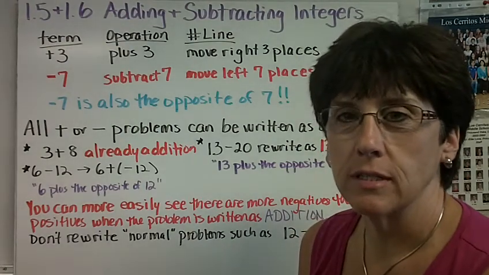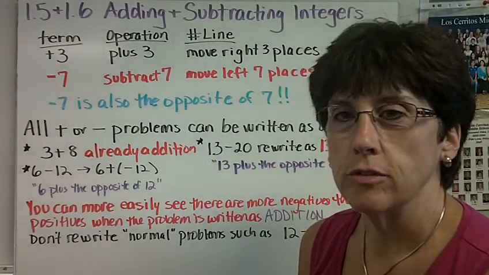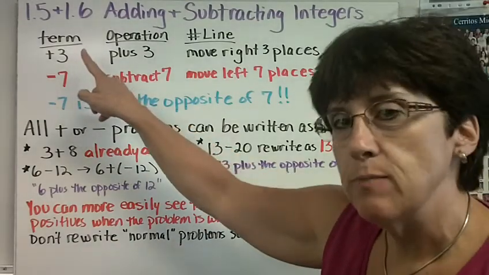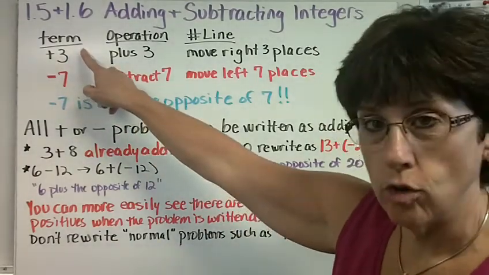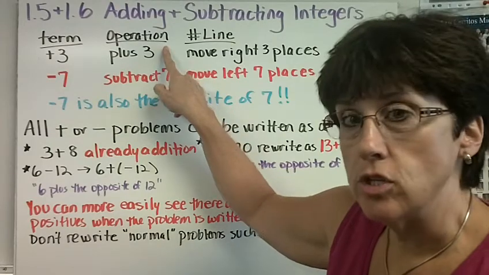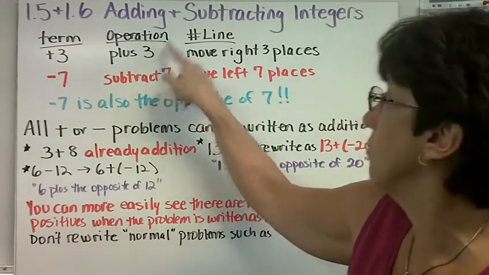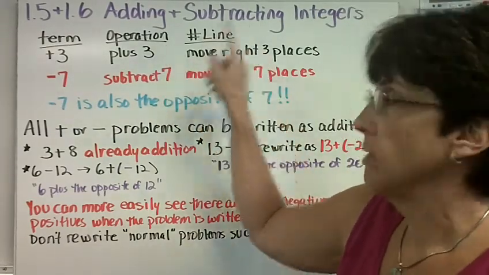1.5 and 1.6, adding and subtracting integers. Let's look at some numbers in columns. Okay, we have the term, which is the number, the operation, which is adding, subtracting, multiplying, or dividing, and what we do on the number line.